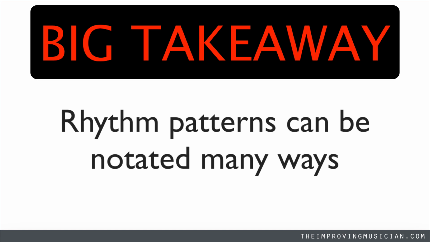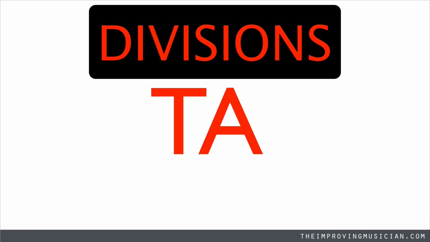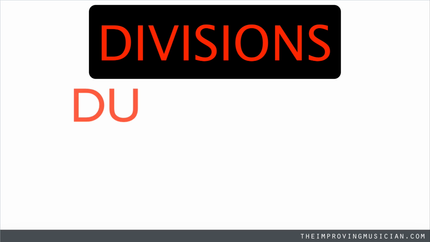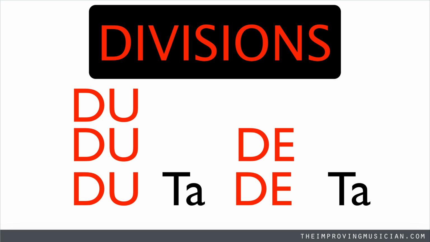A big takeaway from this system is that the same rhythm pattern can be notated in many different ways. This system organizes rhythm first on how it is felt and, in turn, audiated. If we further divide the beat into a division, we will use the syllable ta. Macrobeats. Do, do, do. Microbeats. Do, day, do, day, do, day. Divisions. Do, ta, day, ta, do, ta, day, ta.